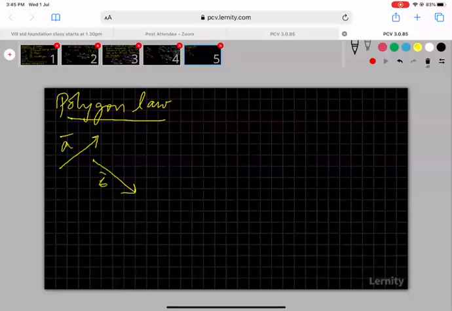This is A bar, this is B bar, maybe this is C bar, and this is D bar, and this is E bar. Let us say these are the vectors. You want to add them. How do I add them? You can use polygon law. You don't have to use triangle law a lot of times, but that is what polygon law means anyway.